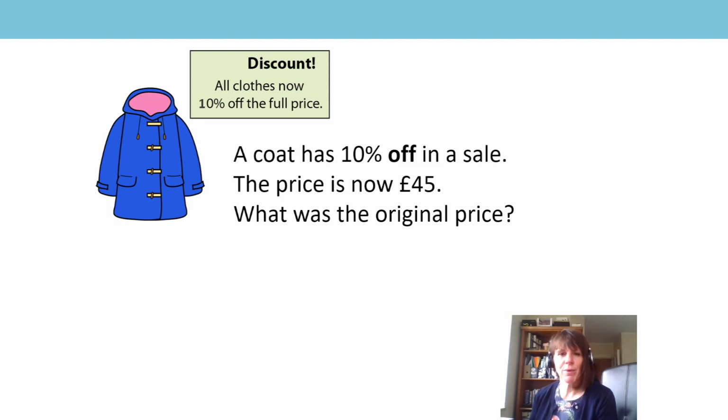I think it would help if we drew a bar model to try and see the relationship between all of this information that we've been given. Pause the video now and see if you can have a go at drawing a bar model to see how £45 relates to the original price of the coat.